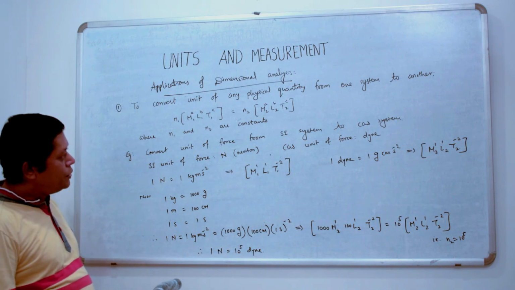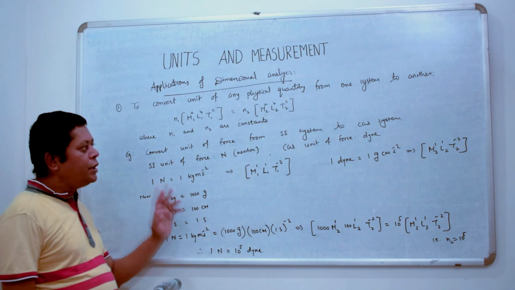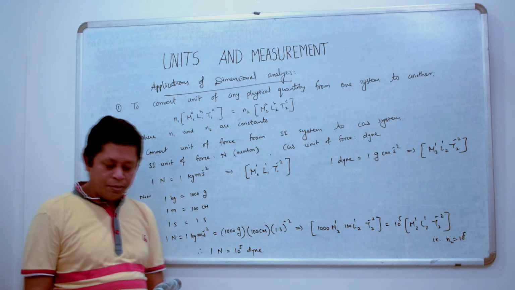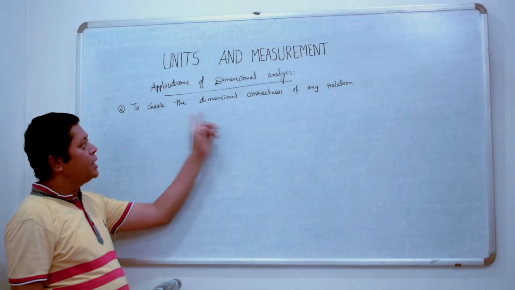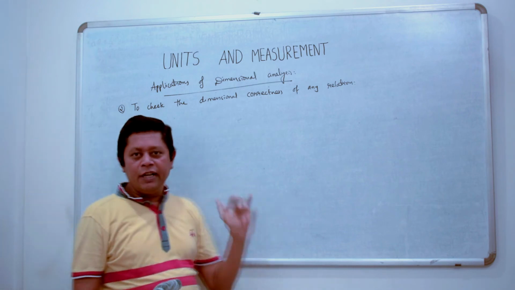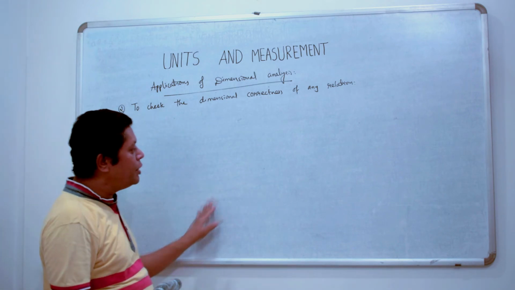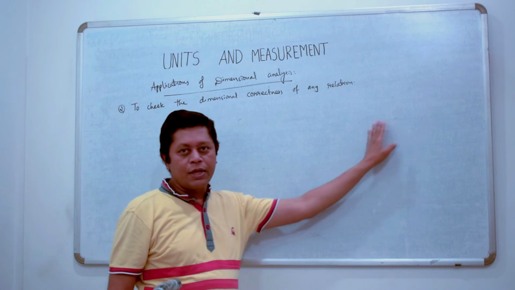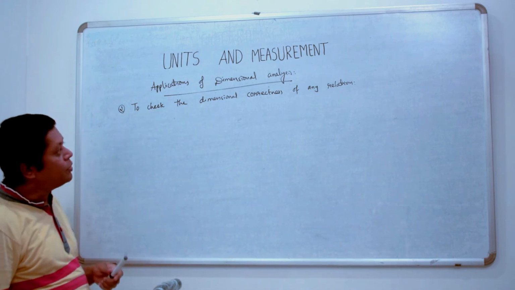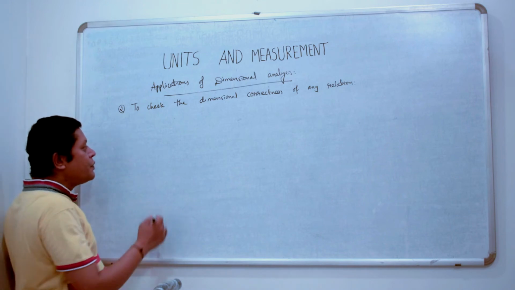So this way you can convert a unit from one system of units to another system of units. Another application is to check the dimensional correctness of any relation. We are using various physical quantities, and the relations among them, whether these relations are dimensionally correct or not. To check it, you can use the concept of dimensional analysis.